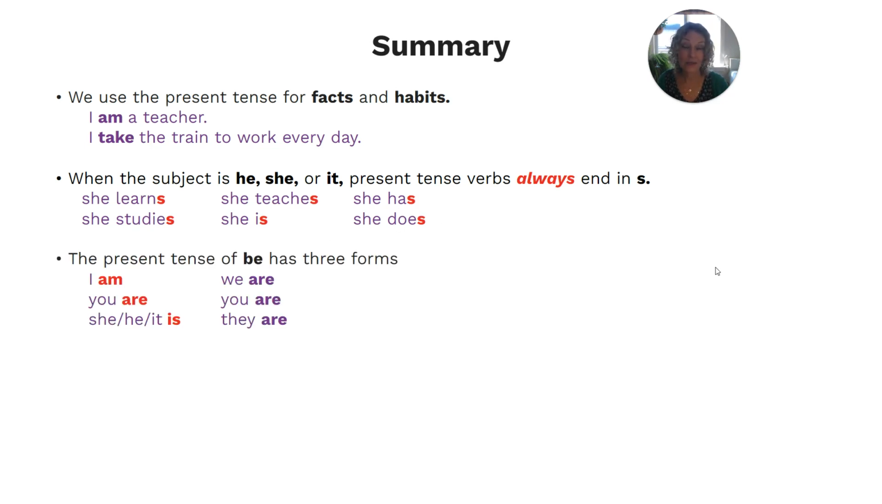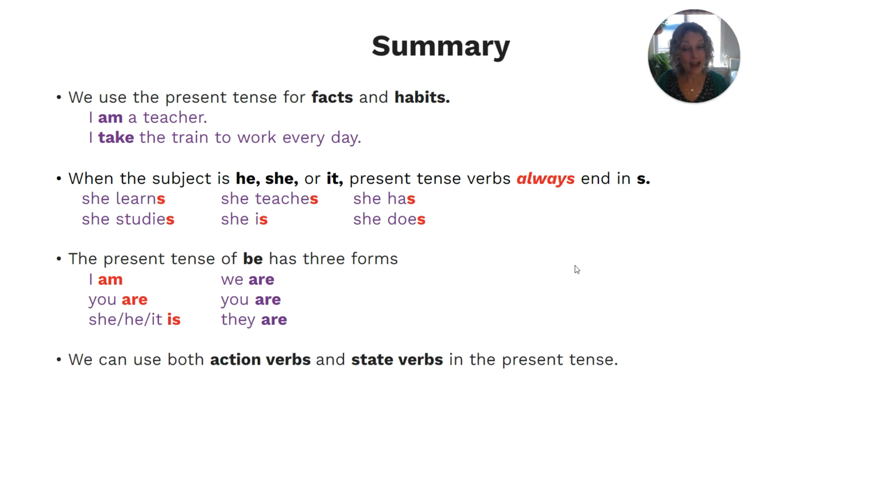The present tense of be has 3 forms. So that's a tricky exception there. It's an important one to know because a lot of subject-verb agreement errors happen with the verb be. So if the verb is be, you have I am, you are, she, he, or it is, we are, you are, they are. We can use both action verbs and state verbs in the present tense.